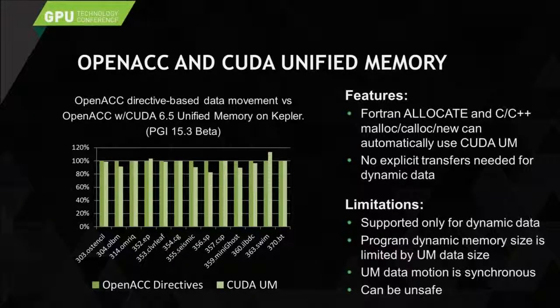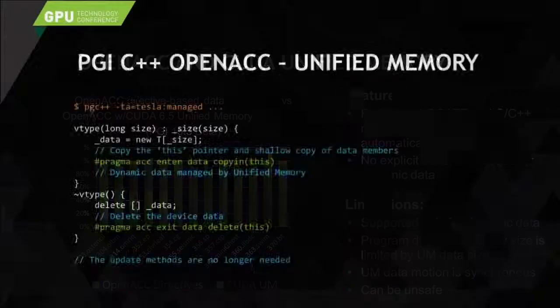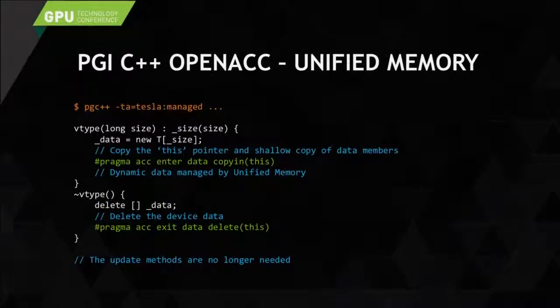But that is an artifact of pin memory. It had nothing to do with unified memory. Unified memory by default uses pin memory. We don't because pin memory can actually slow things down if you're doing a lot of allocates anew. Pin memory speeds it up if you're doing one alloc and one dealloc and then lots of copies back and forth, which is SWIM. So this is an artifact of not unified memory, but pin memory. So, okay. So what would your class look like? Well, first, here's the flag you use for PGI. It's Tesla managed.